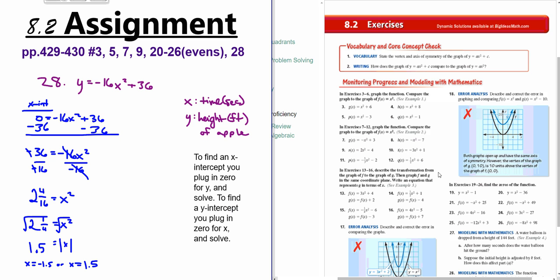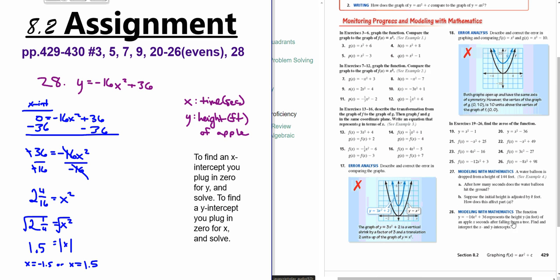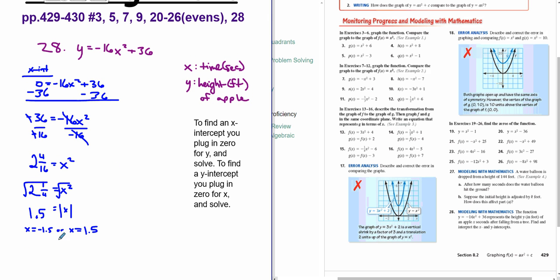Here it says find and interpret the x and y intercepts. So my x-intercepts, if I write these as points, are (-1.5, 0) and (1.5, 0). We'll interpret those in a second here, but first I want to find the y-intercept. So to find a y-intercept, starting to run out of room in this.